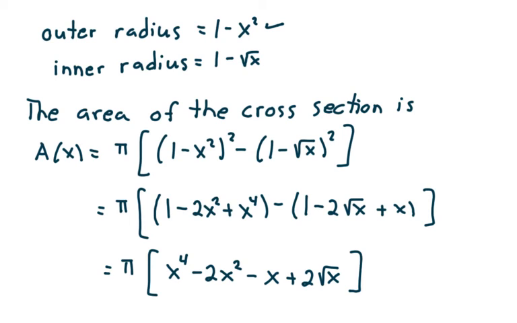The area of the cross-section is pi times the quantity 1 minus x squared to the second minus 1 minus square root of x to the second. And if I simplify, I get pi times the quantity x to the fourth minus 2x squared minus x plus 2 root x. So I just did a little algebra and simplified. Notice the ones cancel, and we simplified that.